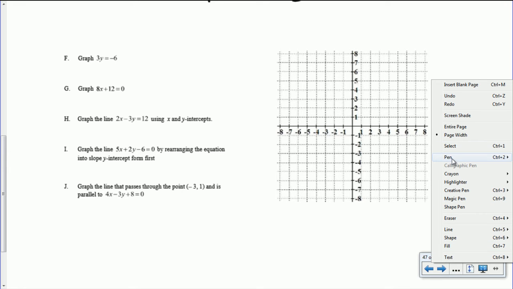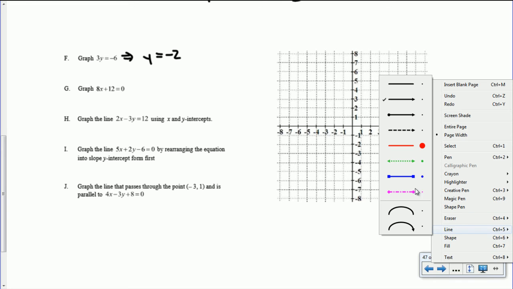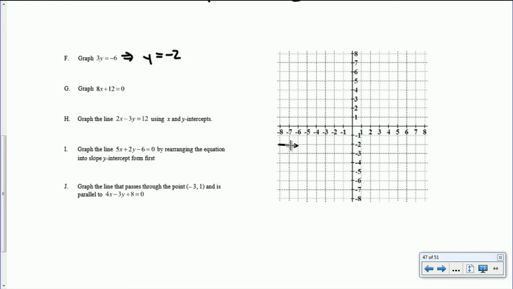So starting with 3y equals negative 6. I can isolate that for y, so I've got y equals negative 2. And that's a pretty straightforward one to draw. So y equals negative 2, just like that. So that would be F.